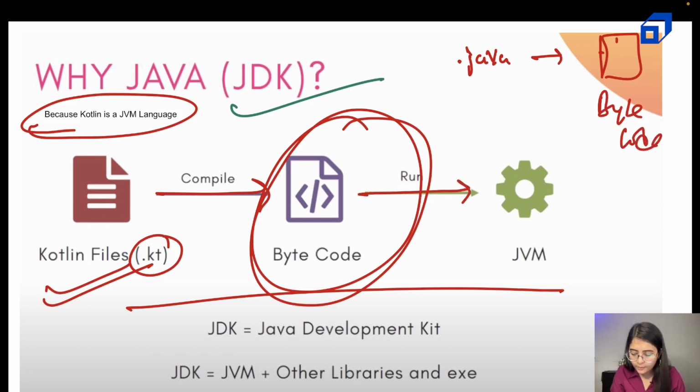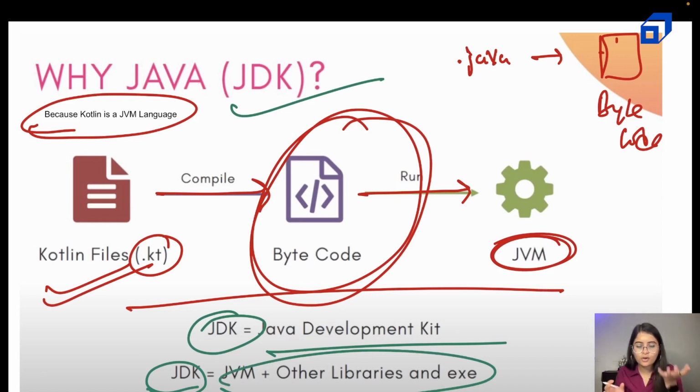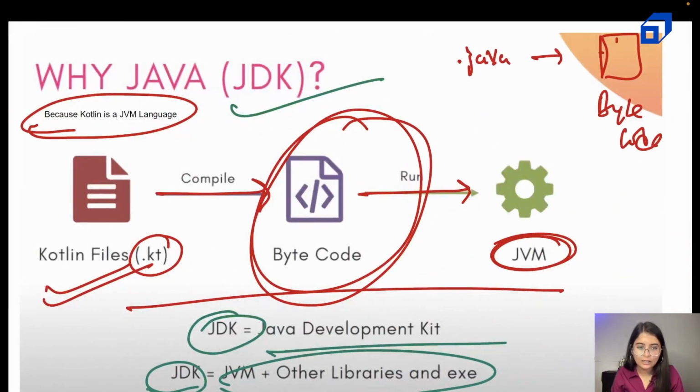And after that, if you run it, JVM can run it and so on. The process is very much similar to how we do in Java. Basically JDK is Java Development Kit, and JDK is a combination of JVM and other libraries, etc. This is just for your theory knowledge, don't get confused too much. I'm just going to explain why we install Java, I mean why we install JDK. Okay, long story short, it is because Kotlin is a JVM language. Now let me help you understand what is a JVM language and why is Kotlin a JVM language.